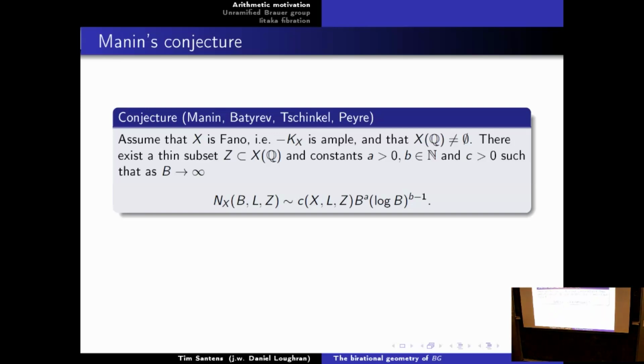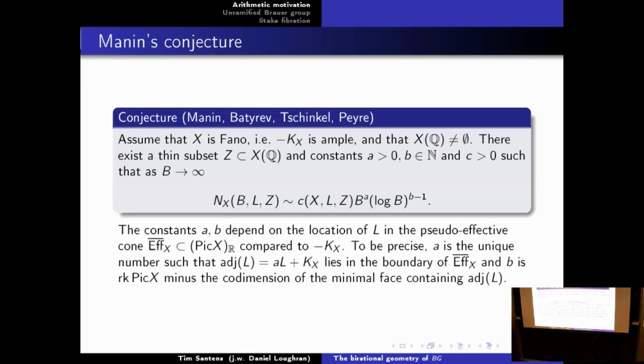Moreover, these constants a, b, and c are not arbitrary. We really have some kind of geometric interpretation of all of them. In particular, the constants a and b depend on the position of L in the pseudo-effective cone. So let me make a clever picture.